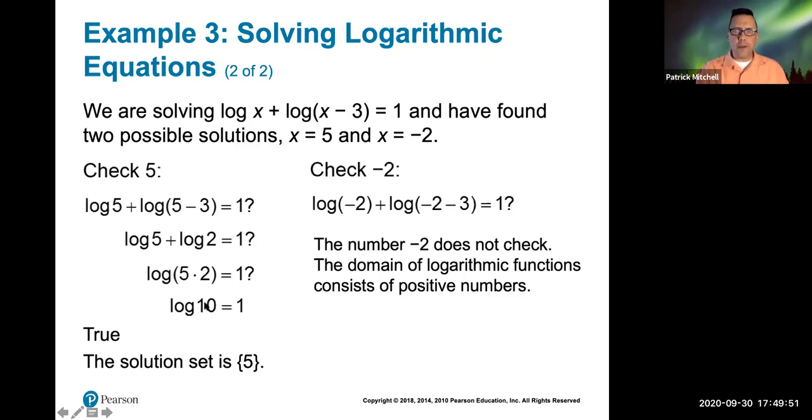The answer is 1. However, when you go to put the -2 in the original equation, the first thing I see is log of -2. And that doesn't work. -2 is not in the domain of any log function, right? So we have to throw out that proposed solution. That is a poser. The only actual solution of this equation is 5.